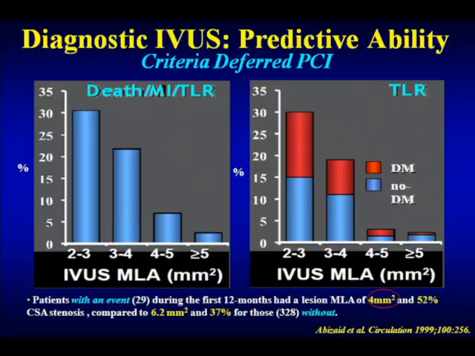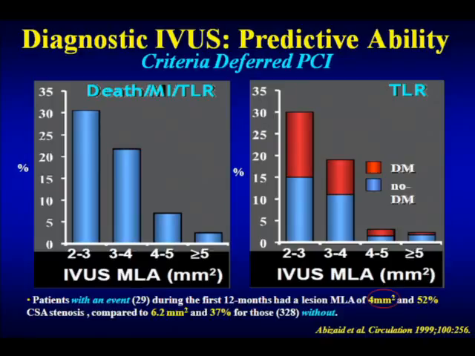On this landmark paper from Gus Prashad and Abhizad group in Circulation, published in 1999, they came up with this number: in an epicardial vessel of 3 millimeter size, a lumen of 4 millimeter square. Deferring PCI, if the lumen was more than 4 millimeter square, even if the patient was referred for PCI, did very well. So 4 millimeter square has become the gold standard once we do IVUS. If it is less than 4 millimeter square, as you can see here, there is higher death, MI and TLR, whether the patient had diabetes or not, which is on the right side.